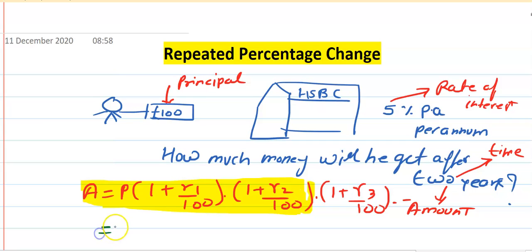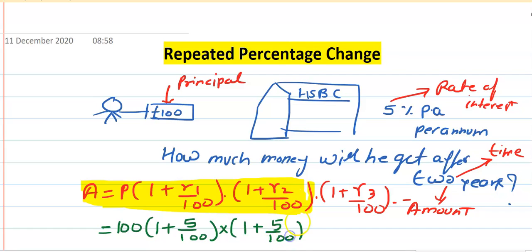The money he has deposited is £100. The first year rate of interest is 5%, so 1 plus 5 over 100. Then this dot is a times sign, or if you want you can put a multiplication cross. The second year he also gets 5%, so 1 plus 5 over 100. If you simplify, 5 over 100 is 0.05, and adding 1 gives 1.05, and this term is also 1.05.